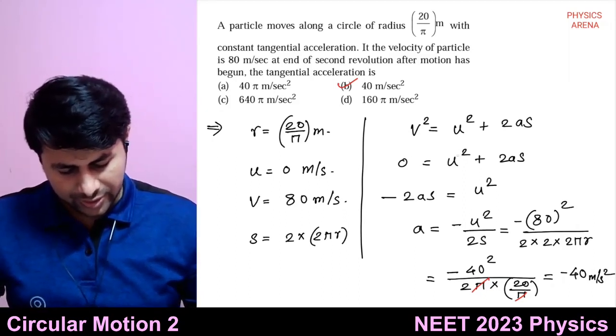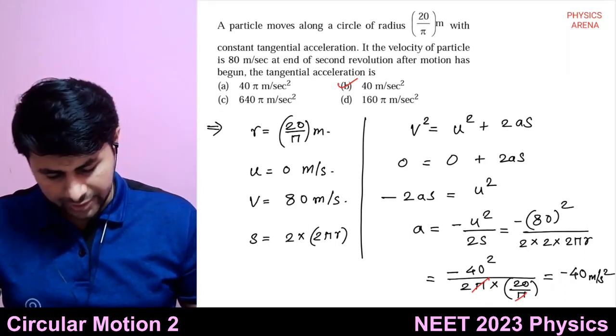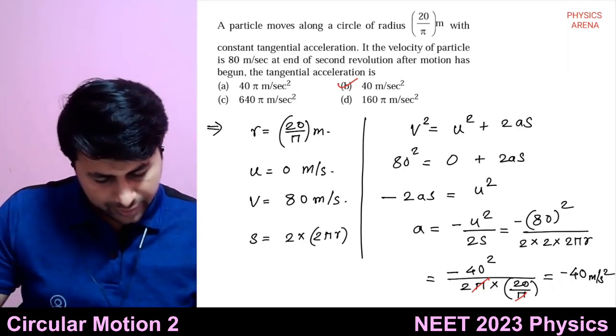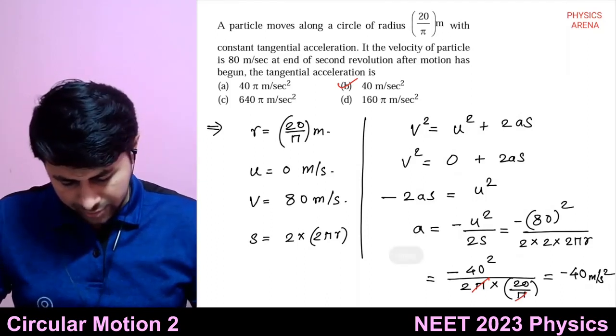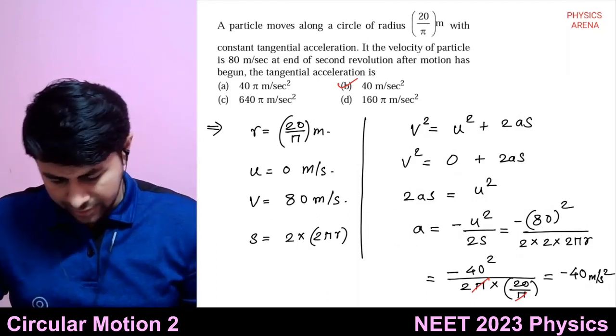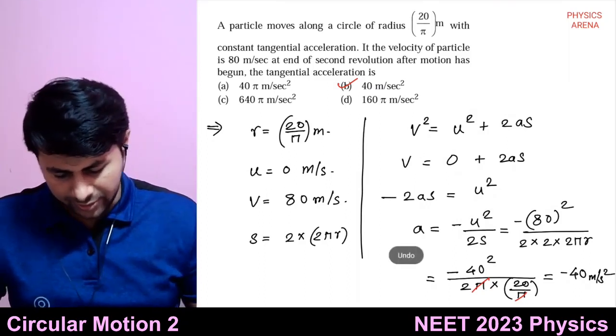So this will be 0, and this is 80, 80 square. Sorry, this is v square. So this will be v square. There is a difference of negative sign only.